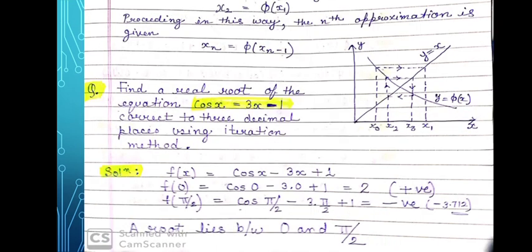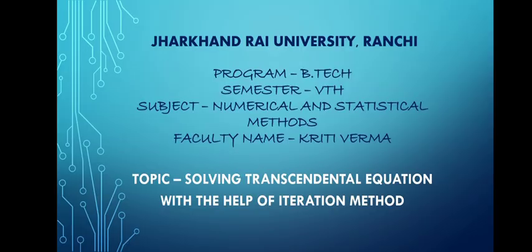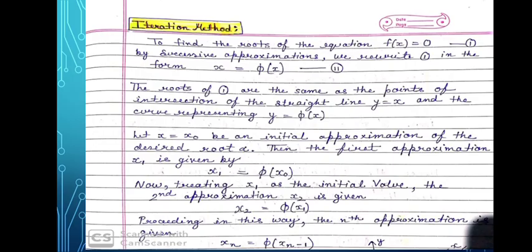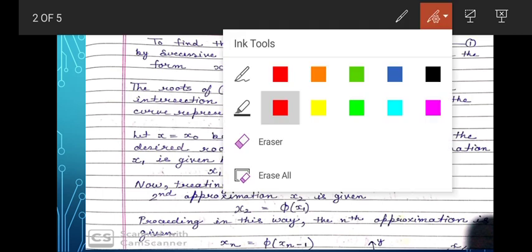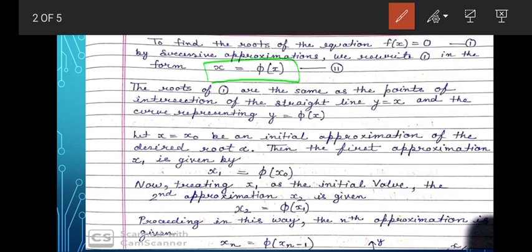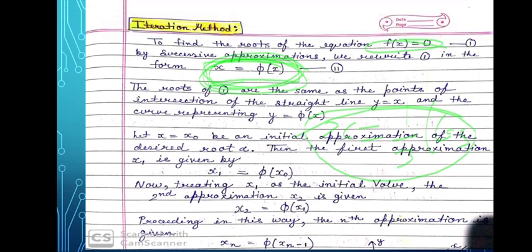In the earlier slide I mentioned that we have to find x equal to phi x, with the help of f x equal to 0 given. Similarly, in this question also, we are finding x equal to 1 by 3 cos x plus 1. We have to find this kind of function, because this is the algorithm of the iteration method that I explained earlier.